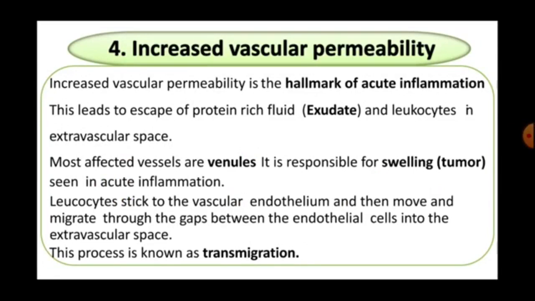Number 4. Increased vascular permeability. Increased vascular permeability is the hallmark of acute inflammation. This leads to escape of a protein-rich fluid, exudate, and leukocytes into the extravascular space. The most affected vessels are venules. It is responsible for the swelling seen in acute inflammation. Leukocytes stick to the vascular endothelium, and they move and migrate through the gaps between the endothelial cells into the extravascular space. This process is known as transmigration.